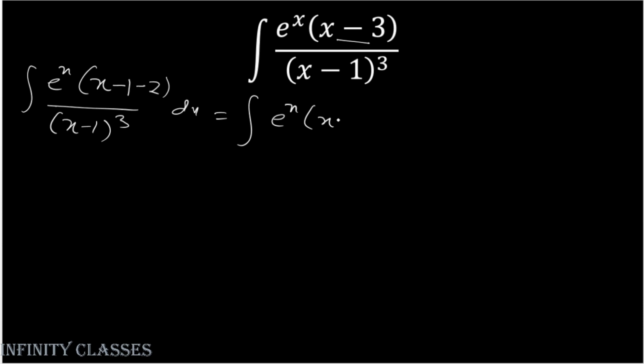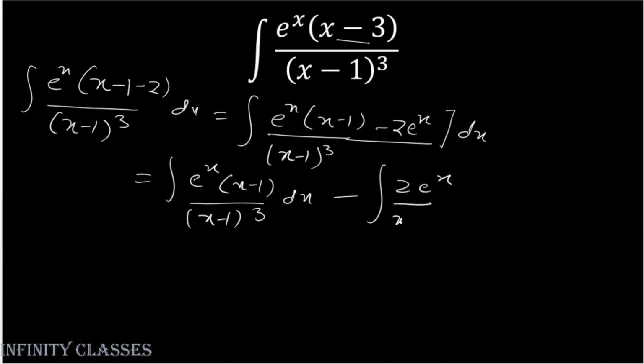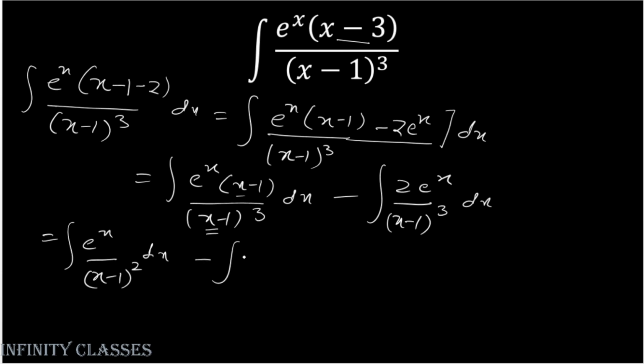So this one is e^x times (x minus 1 minus 2) upon (x minus 1) cubed dx. Then we will separate these two: e^x (x minus 1) upon (x minus 1) cubed dx minus 2 e^x upon (x minus 1) cubed dx. So we can write this as e^x integration of e^x upon (x minus 1) squared dx. Why? Because this one is x minus 1 and this one is (x minus 1) to the power 3. We can cancel, so it is e^x upon (x minus 1) to the power 2. So this one is 2 e^x upon (x minus 1) cubed.